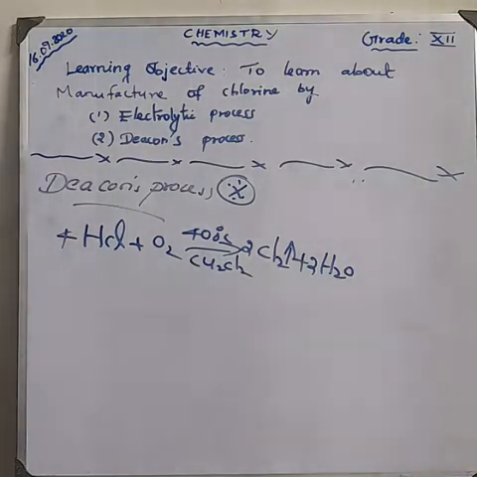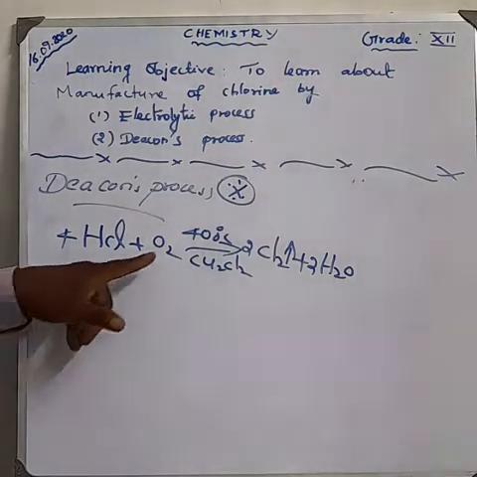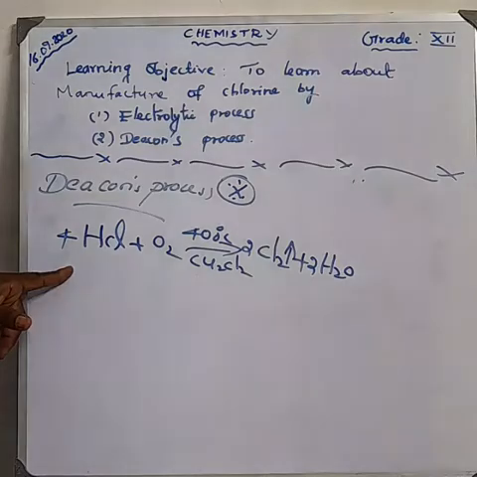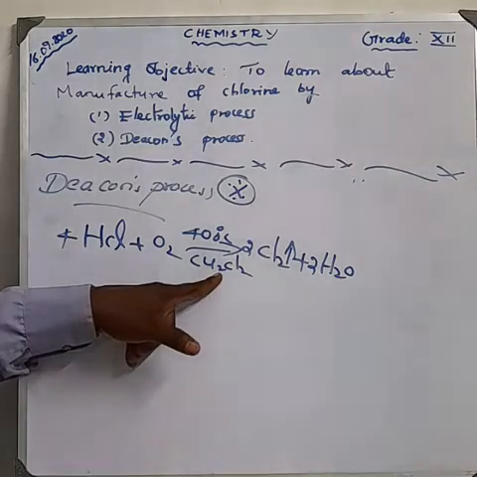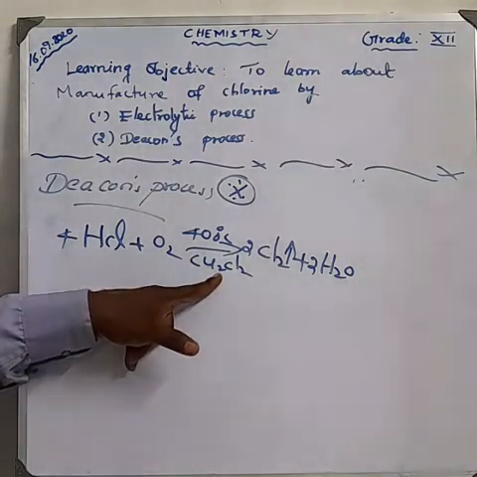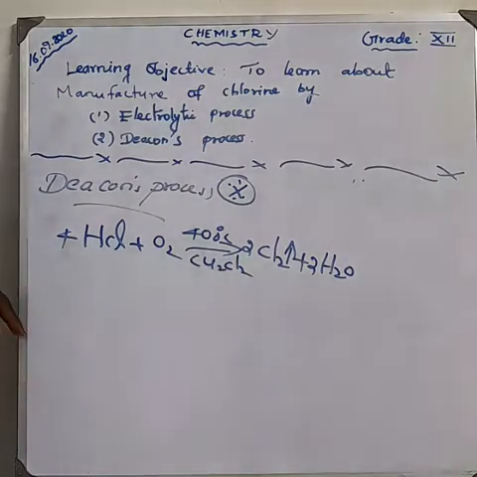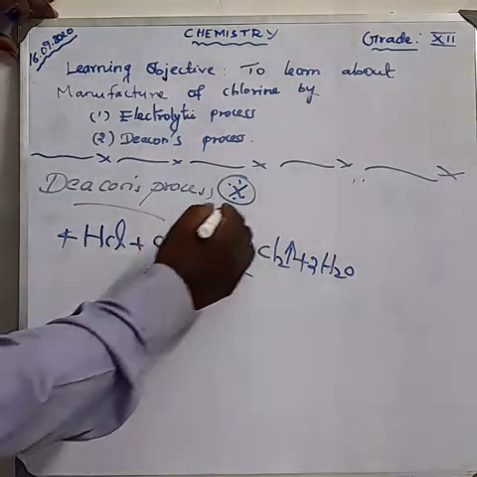Listen all of you. In this process, a mixture of air and hydrochloric acid is passed through a chamber containing a number of shelves, and pumice stone is soaked in cuprous chloride. The formula for cuprous chloride is Cu2Cl2. The hot gas is at about 723 Kelvin.